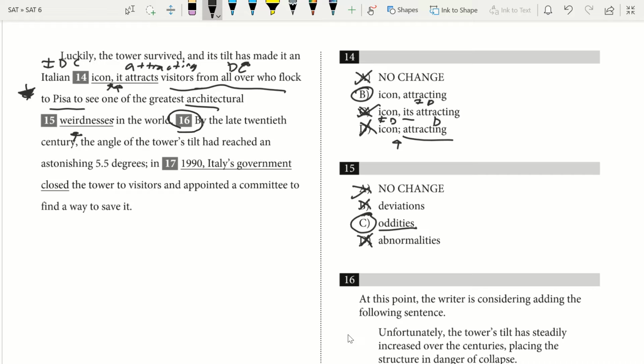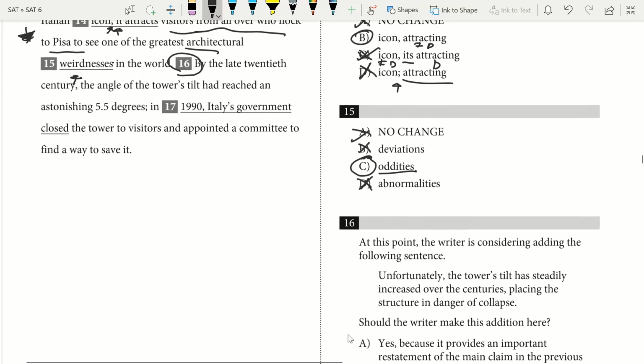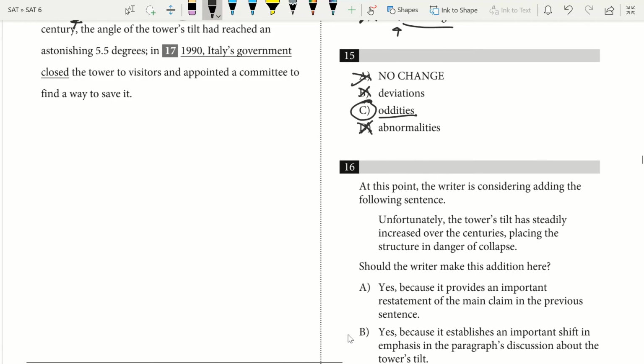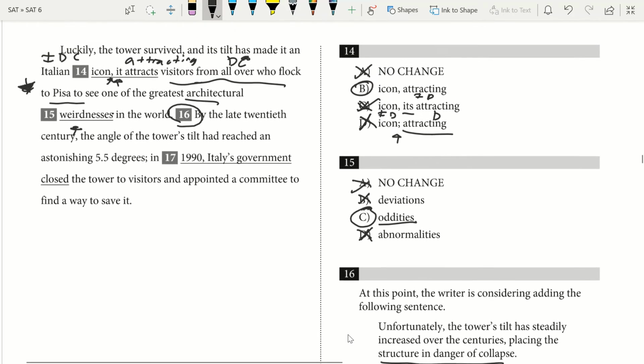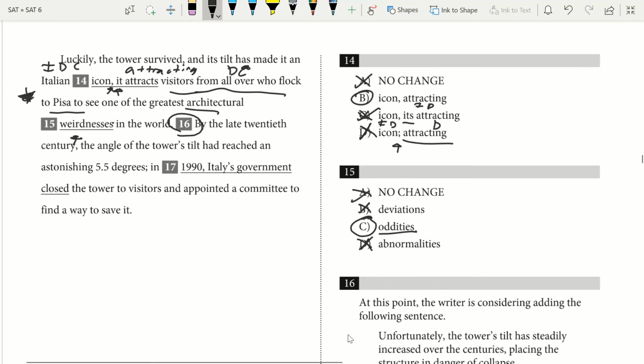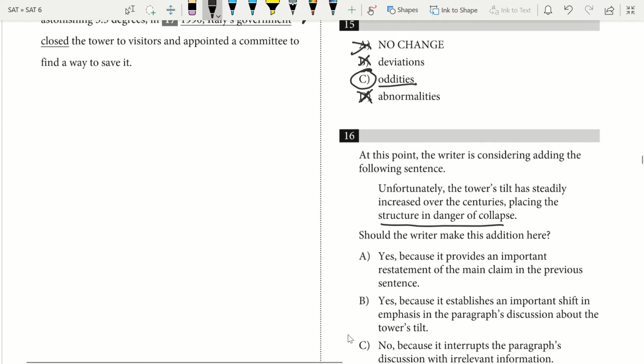Alright, question 16. Should the writer add the following sentence? "Unfortunately, the tower's tilt has steadily increased over the centuries, placing the structure in danger of collapse." Well, in order to know if I should add that sentence, I need to know my sentence after it. So I'm going to go ahead and read that. "By the late 20th century, the angle of the tower's tilt had reached an astonishing 5.5 degrees. In 1990, Italy's government closed the tower to visitors and appointed a committee to try to save it."